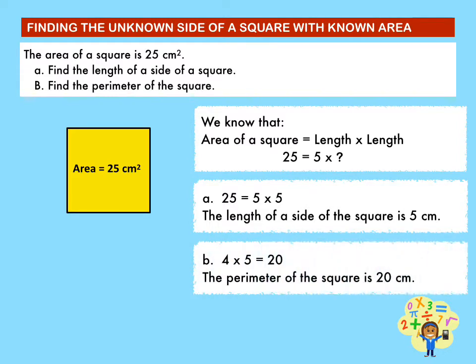How do we find the perimeter of the square? We already know that the length of the square is 5 centimeters. Hence, we add 5 centimeters 4 times or we multiply 5 by 4. So we say that the perimeter of the square is 20 centimeters.